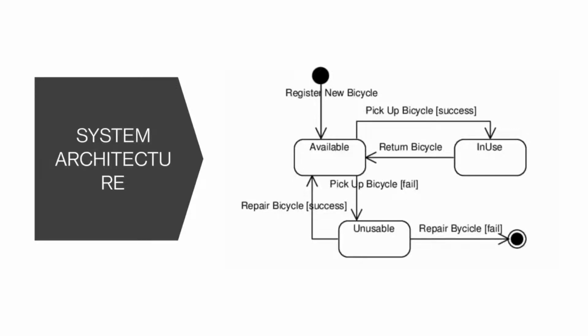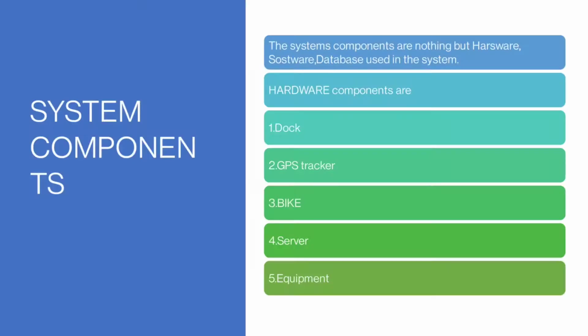So, in the IS architecture, we have register new bicycles, pickup bicycle, in use, available, unusable, repair bicycle, pickup bicycle fail, repair bicycle success. And now let's take a look at the system components.